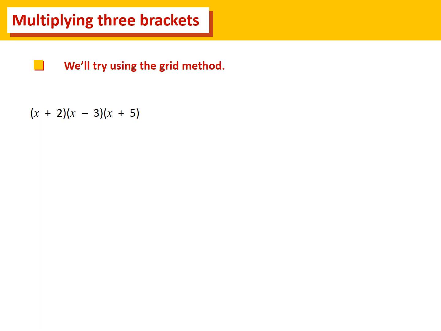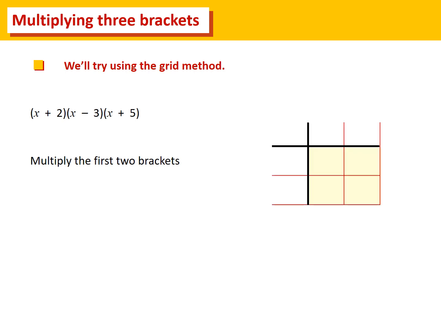Now when we actually get an example where we do have three brackets, we multiply out the first two brackets. So x plus 2 across the top, x subtract 3 down the side. Again, it's a multiplication grid, remember, x times x, x squared. X times 2 plus 2x along the bottom row, minus 3 times x, minus 3x. And finally, minus 3 times plus 2, that's minus 6.